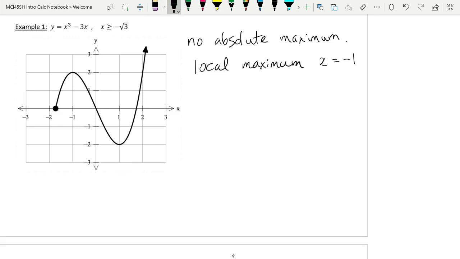I have a local maximum at the point -1, and what's the y value there too? So if you said local maximum when x is -1 or local maximum at -1, 2, either one of those is a perfectly good answer. And that is, of course, this dot right here. Okay? What would I call that dot?